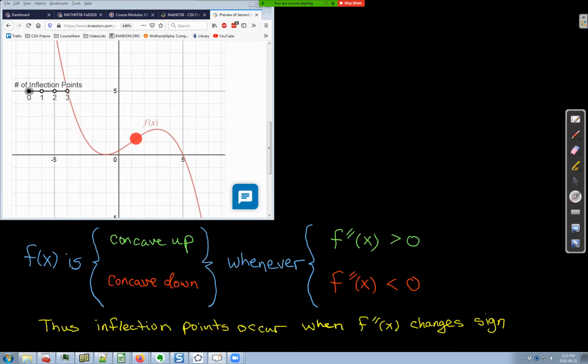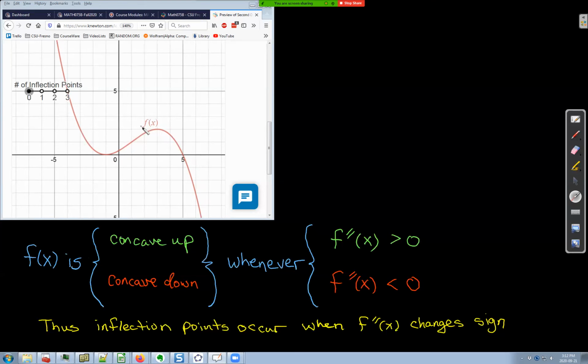Now if, starting from this point, I move to the right, the slope is getting less positive. And then over here, as I move to the right, the slope is getting more and more negative. And more negative means decreasing. If a number is getting more and more negative, that number is decreasing. So if as you move to the right, slope is increasing, that means concave up. And if as you move to the right, slope is decreasing, that means concave down.